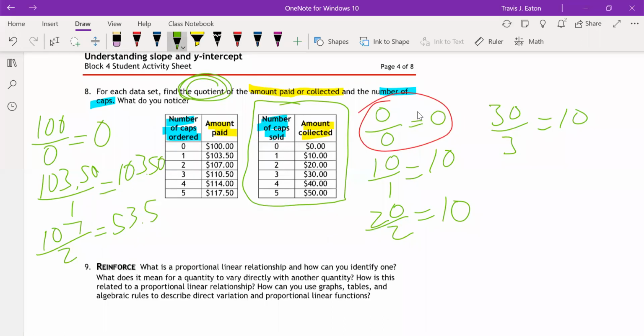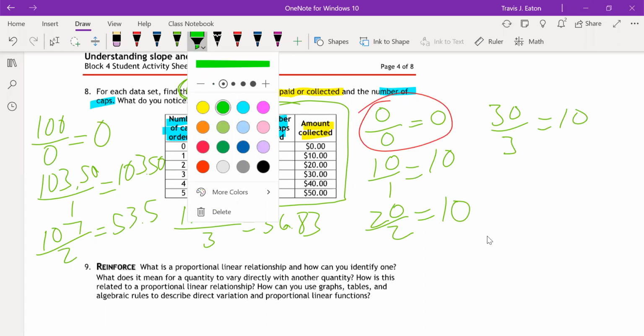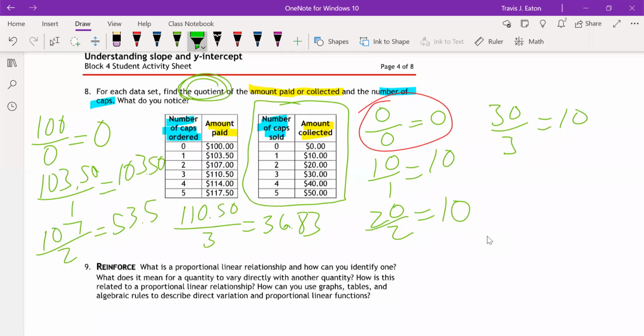But on the other side, we could keep going. Let's try $110.50. We're going to divide that by 3. And what do we get for that one? $110.50 divided by 3, 36.83. So what are we noticing here? Does anybody notice something about the quotients from the one side versus the quotients on the other?